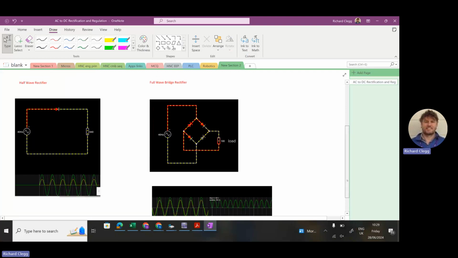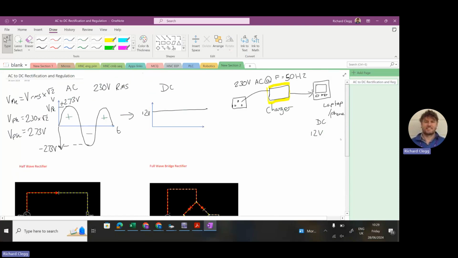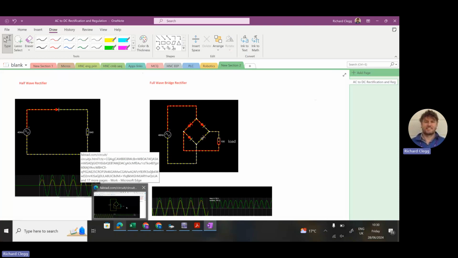But it's not quite there because it's not smooth. So how do we achieve the level smoothing? Well, the way we do it is we use a component called a capacitor, which we've talked about before, which charges and discharges. So it is capable of smoothing the waveform.